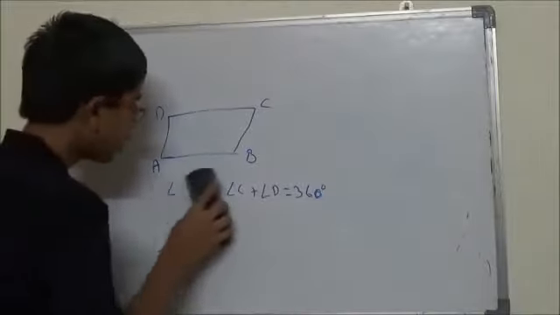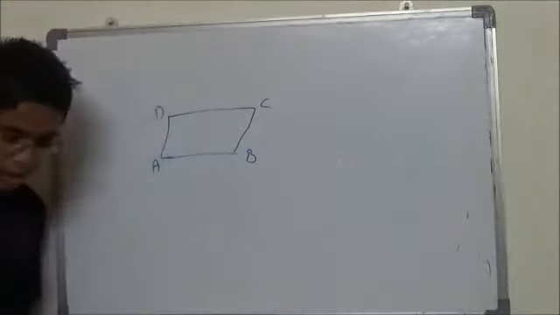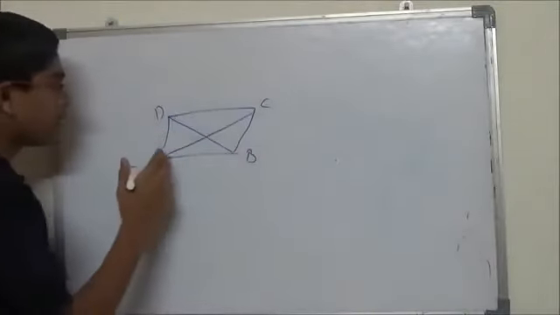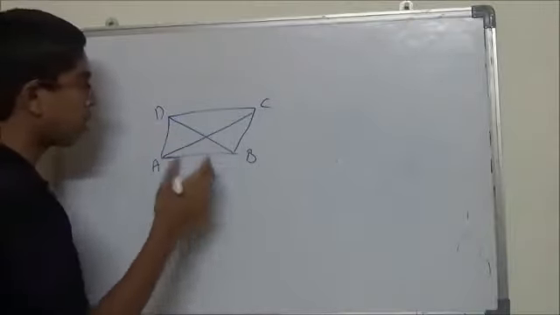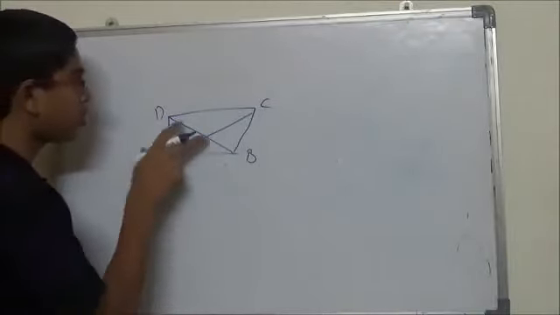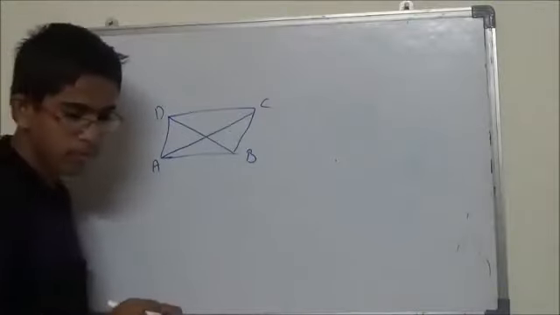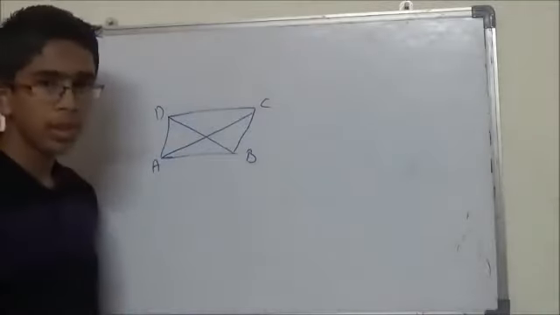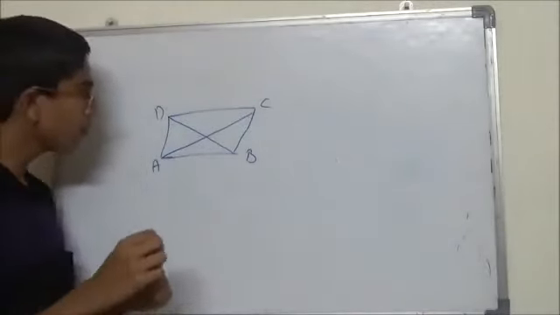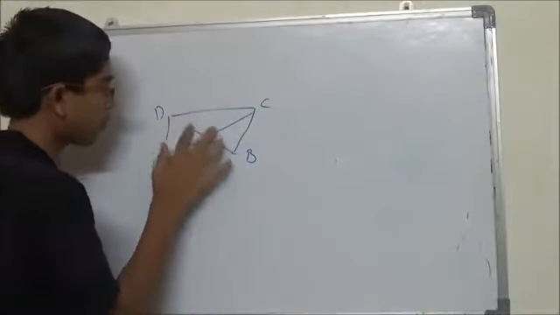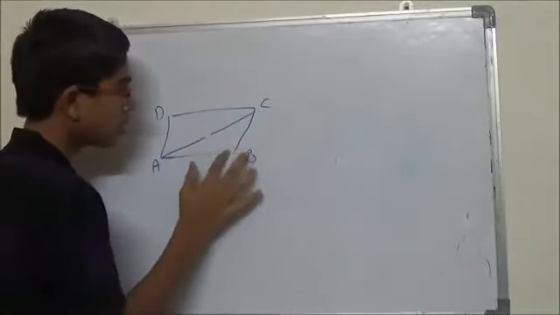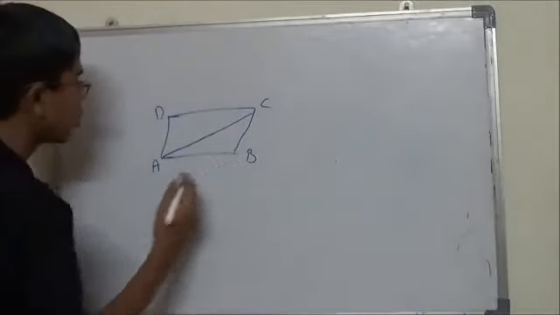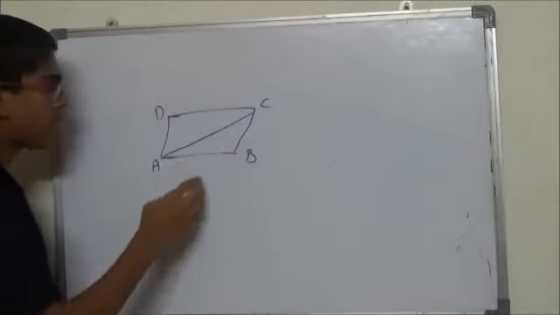To prove this, let us draw diagonals. Diagonals are nothing but the lines joining two opposite points of the quadrilateral. For this quadrilateral, the diagonals are AC and BD. It is a diagonal because it is joining two opposite points of the quadrilateral. To prove the angle sum property, we need only one diagonal, but I just needed to explain. So this is a quadrilateral ABCD having diagonal AC.